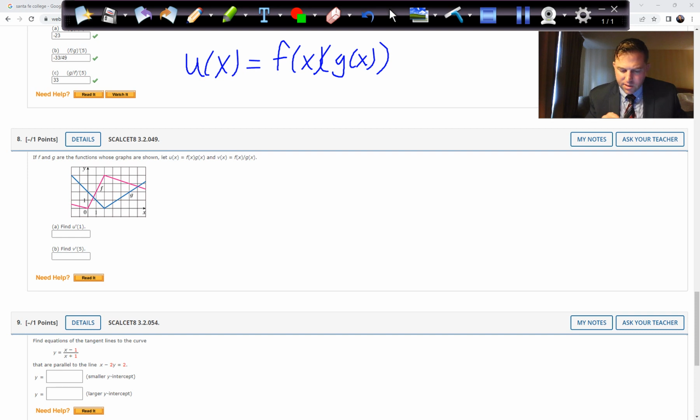Don't need that parentheses there, I'm not sure why I wrote it. Wouldn't have to have it, the outside one. U prime therefore is just going to be f prime g plus g prime f.